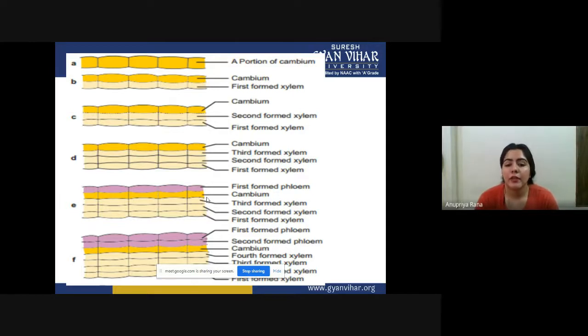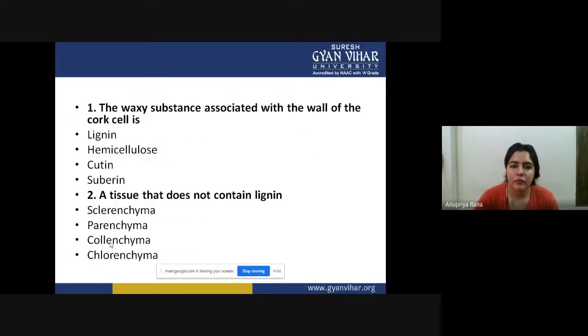Now, there will be the first formed phloem in the diagram, this purple one. That is the first formed phloem, which will always be towards the outer side of the cambium, while xylem is always towards the inner side. That is the second formed phloem. In this way, they are increasing their girth. They are dividing side by side. Do not think they are increasing the length of the plant; they are increasing the girth of the plant. So this is all about the cambium, how the cambium originates and functions.